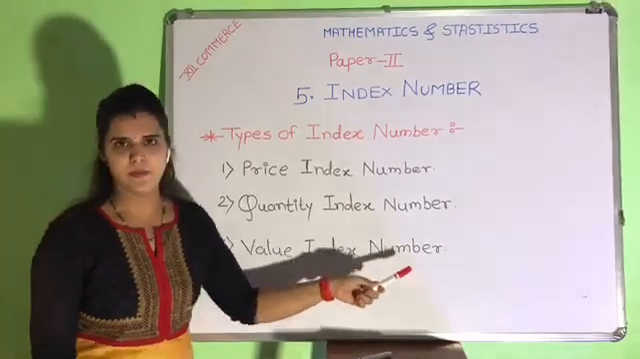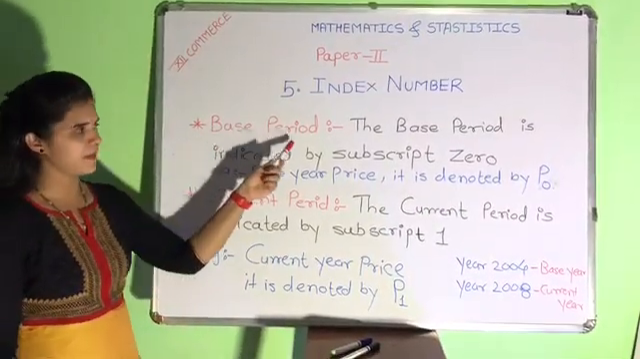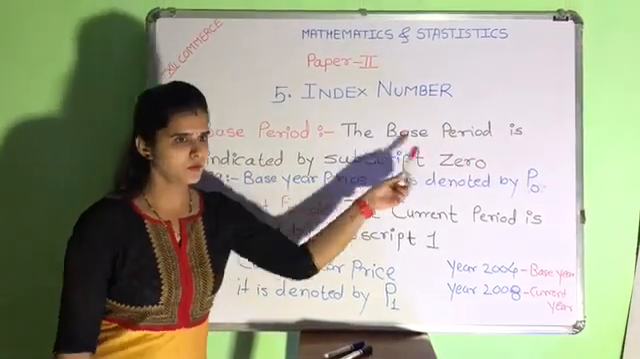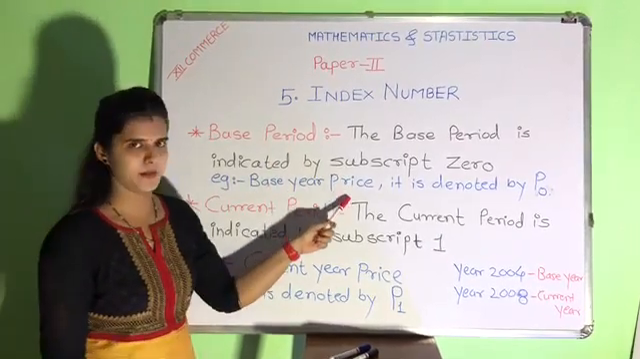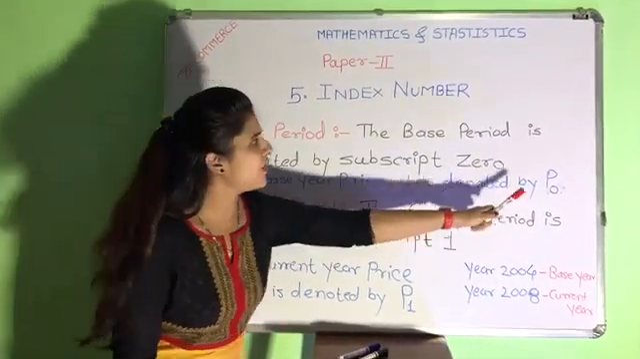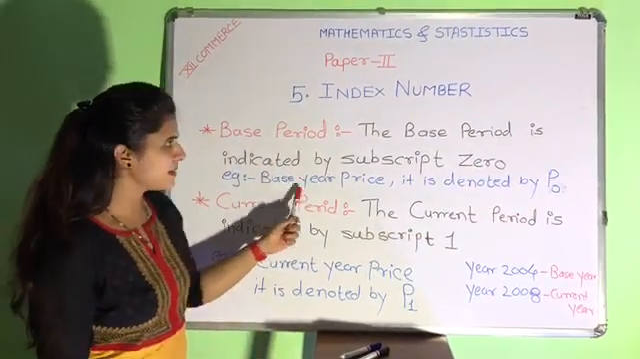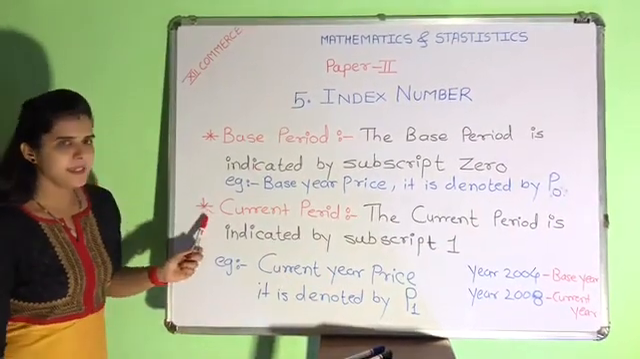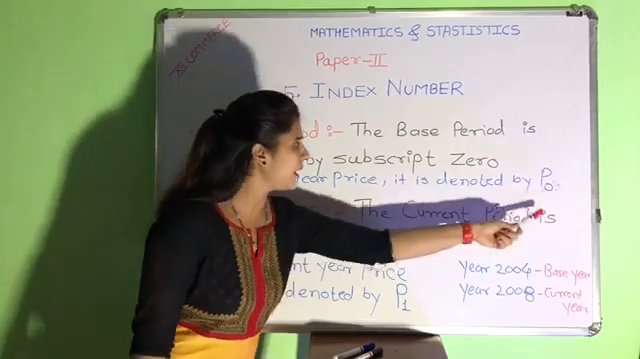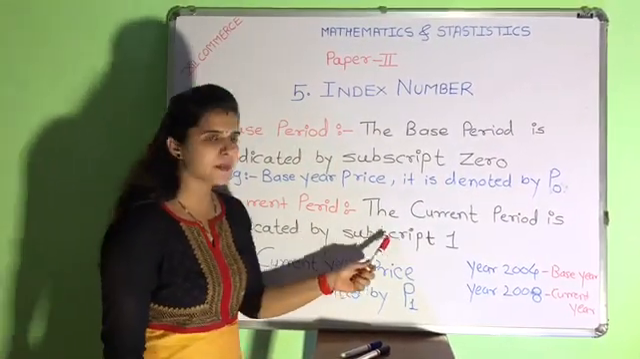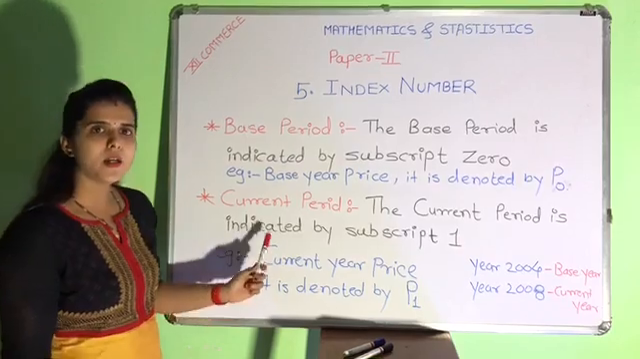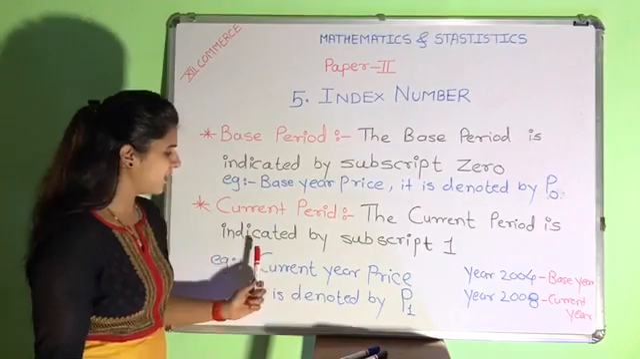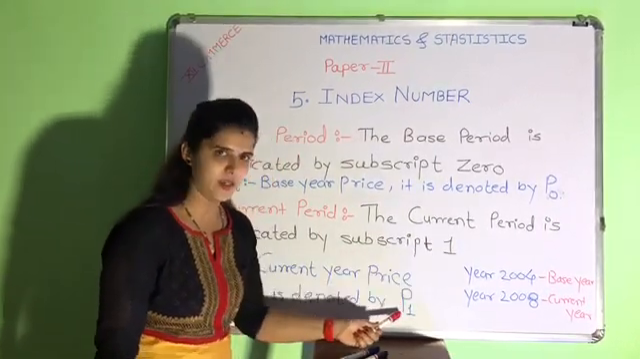Third, value index number. So next is base period. The base period is indicated by subscript 0. For example, base year price. It is denoted by P for price, and for base year subscript 0 or suffix 0. Second is current period. The current period is indicated by subscript 1. For example, current year price, it is denoted by P for price, and for current year subscript 1 or suffix 1.